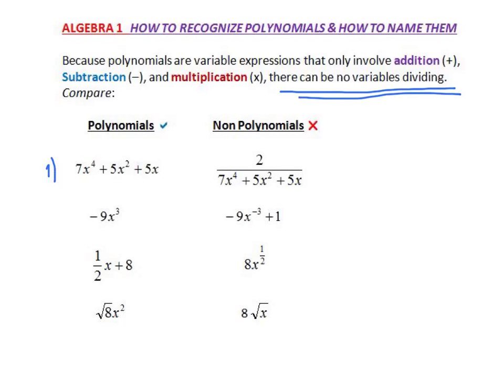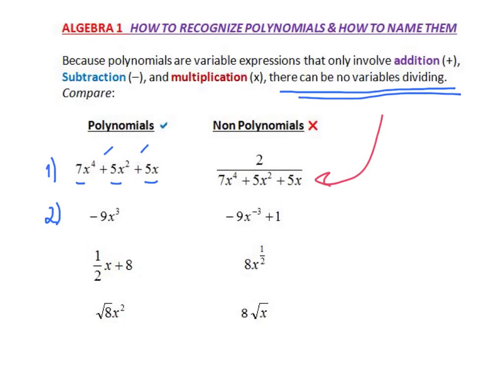This one, number 1. Okay? This is a polynomial because it involves multiplication between the coefficient and the variables, right? Multiplication and addition. This one does not have subtraction. It does not have to have all of them. So that's the reason why this one is a polynomial. On the other hand, notice the one on the right. There can be no variables dividing, and all of these variables are dividing. That is the reason why this first example on the right side is not a polynomial.